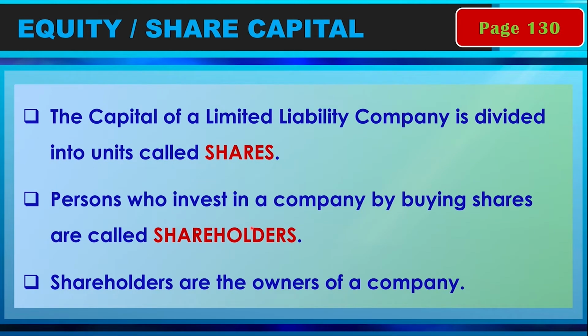So the capital of a limited liability company is divided into units called shares. Persons who invest in a company by buying shares are called shareholders. Shareholders are the owners of a company. So that is just summarizing what we have been saying before.